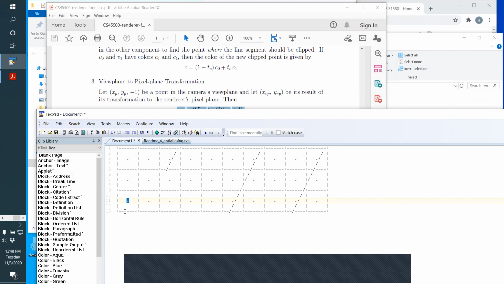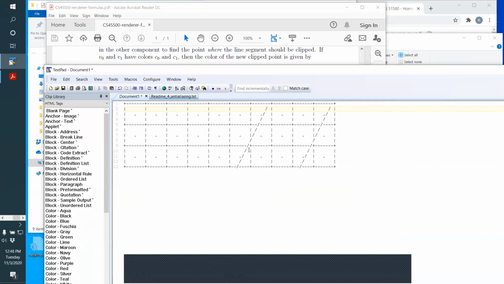Oh, I don't have a program. I don't have a drawing tool. Let's see. You see what I mean? You could draw the line from there to there. Let me clean this up a little bit.